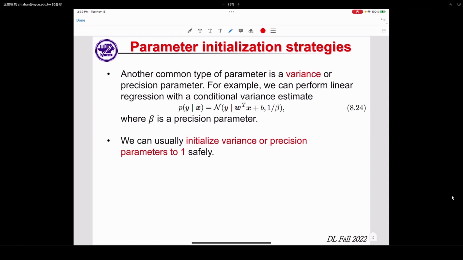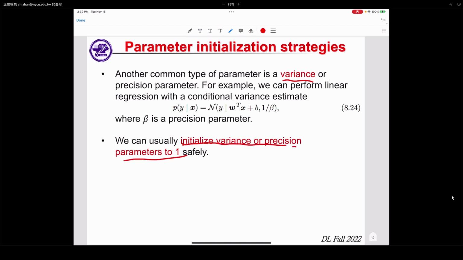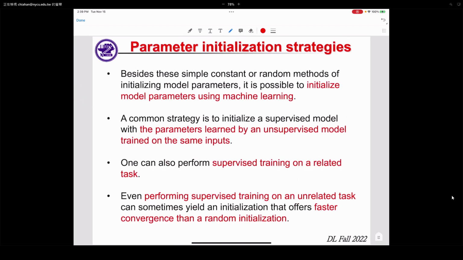Another hyperparameter is usually the variance. In most scenarios you can set the variance to 1 without causing too much problem. All right, so those are some methods.